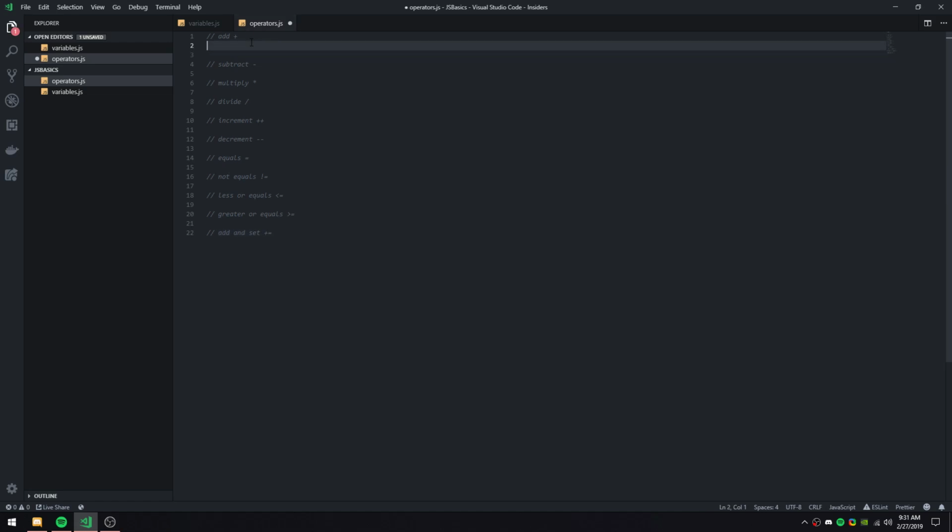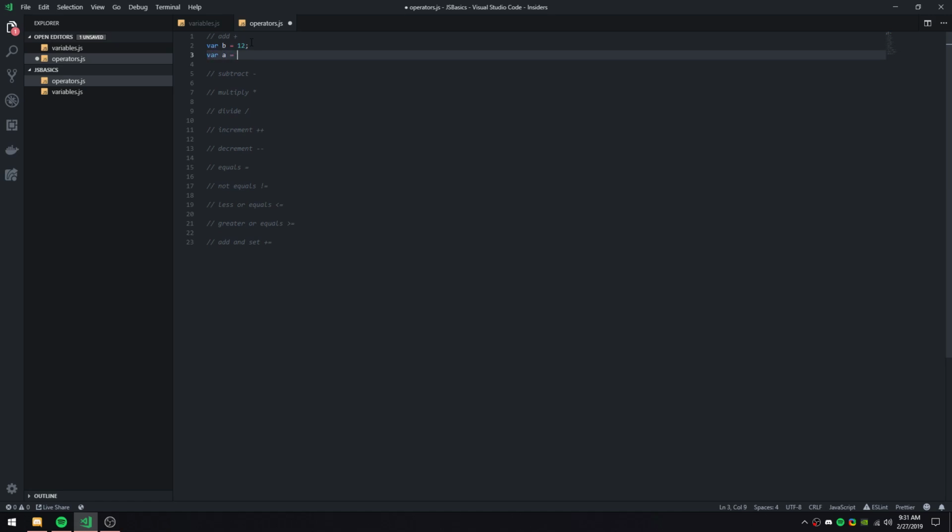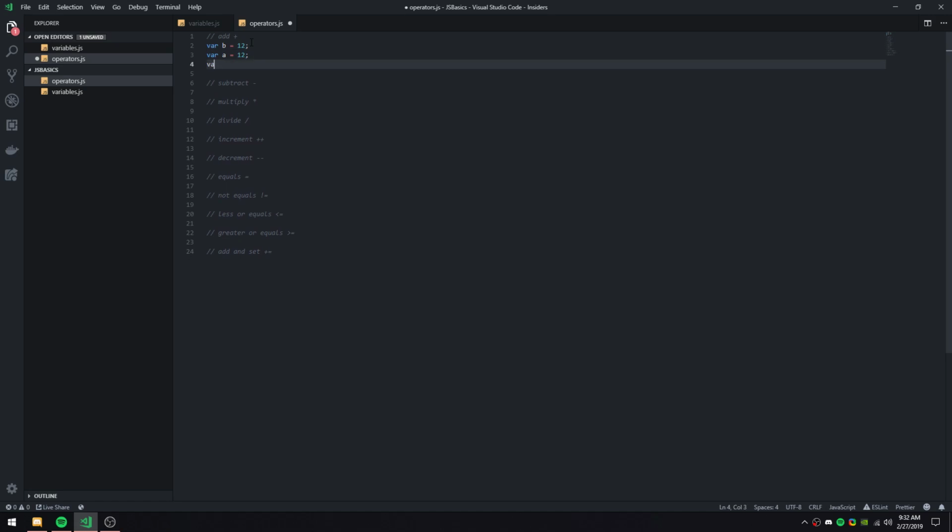We're going to start off with add, also known as the plus sign. So with add, let's say you have a variable called b and a variable called a. If we create finally a third one, c, and it equals a plus b, it'll equal 24, since b is 12 and a is also 12, because we're adding 12 to 12, which is 24.